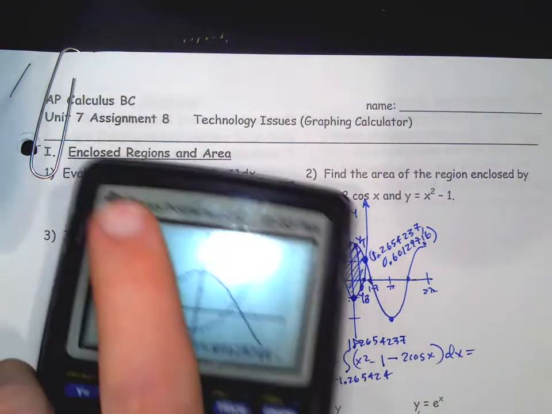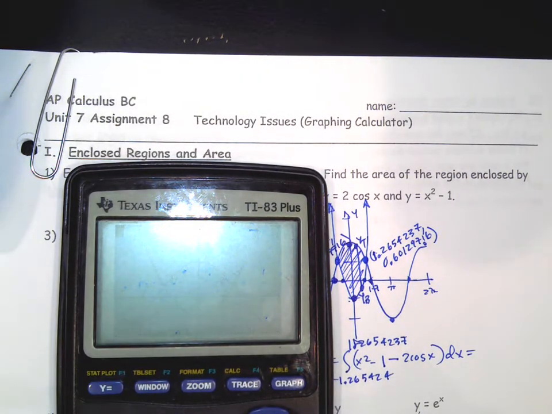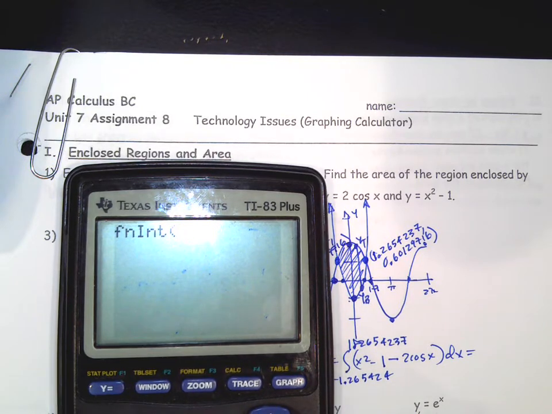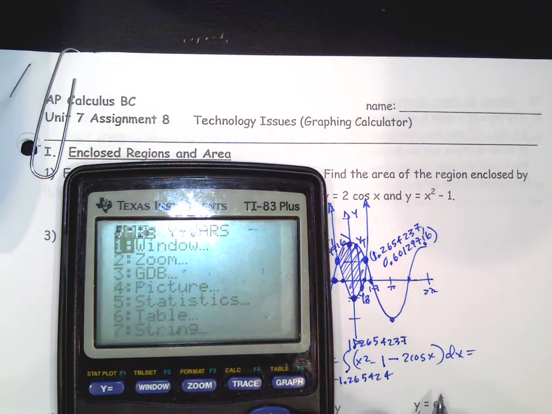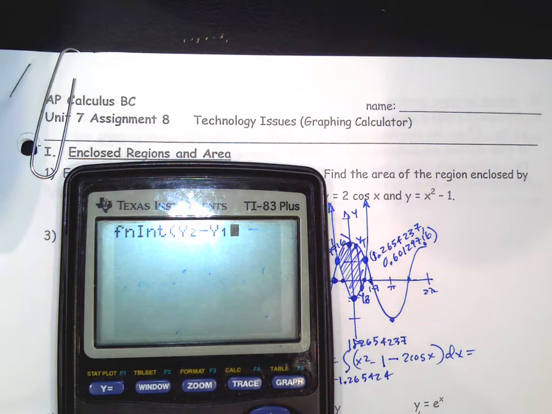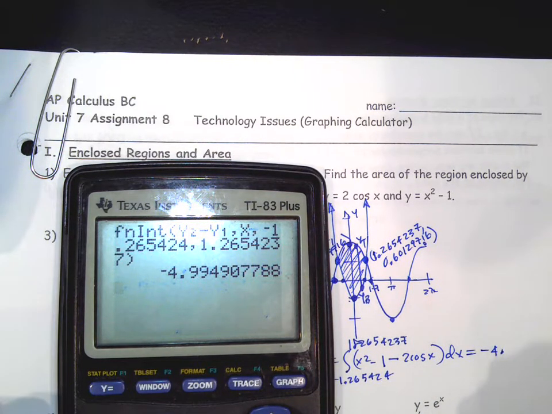I'm going to put this in our calculator. Now I'm going to go ahead and take advantage. I'm not going to do the integrals on here because I'd only be able to do one at a time. I'm going to do them on here, math 9, but we could do vars, y vars, function y2 minus vars, y vars, function y1. If you got the order wrong, it'd be obvious because you get a negative answer. Negative 1.265424, comma 1.2654237. Negative 4. See, I did it wrong because I got a negative answer.